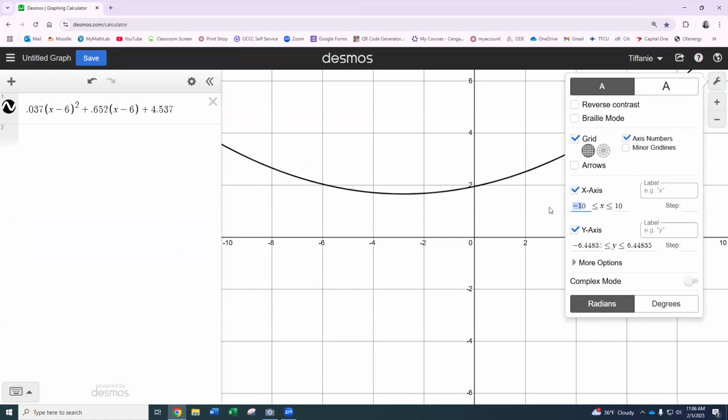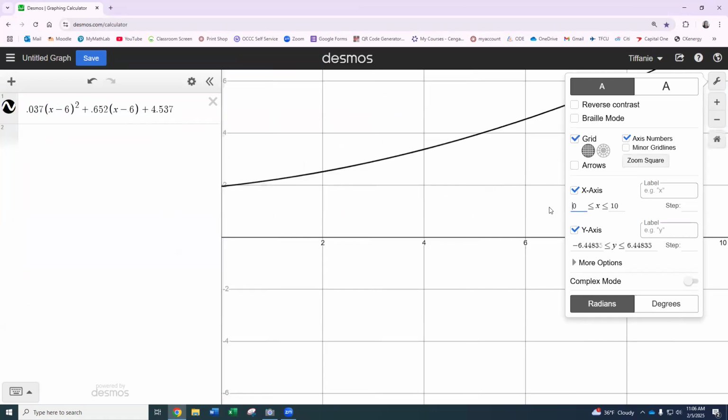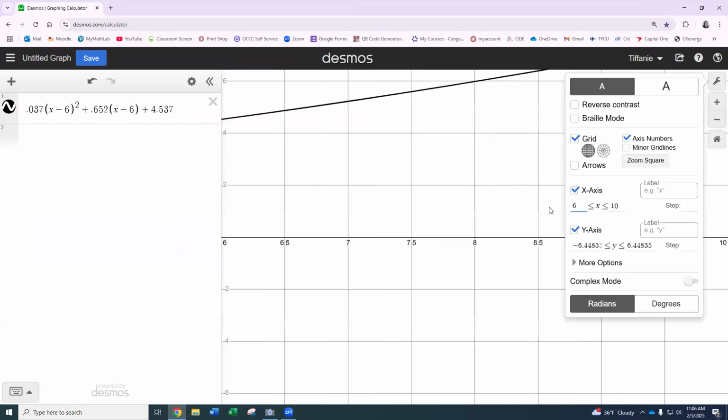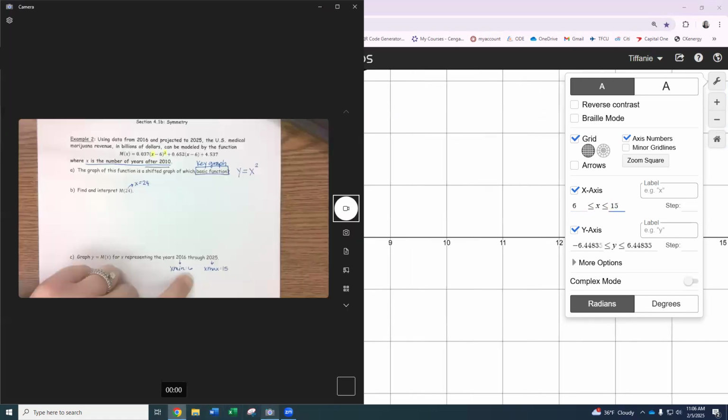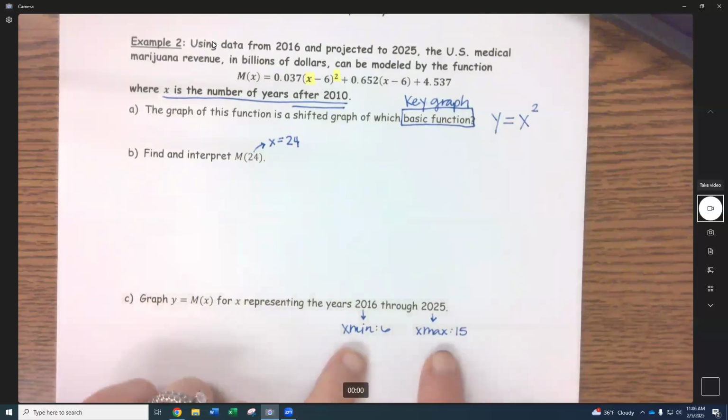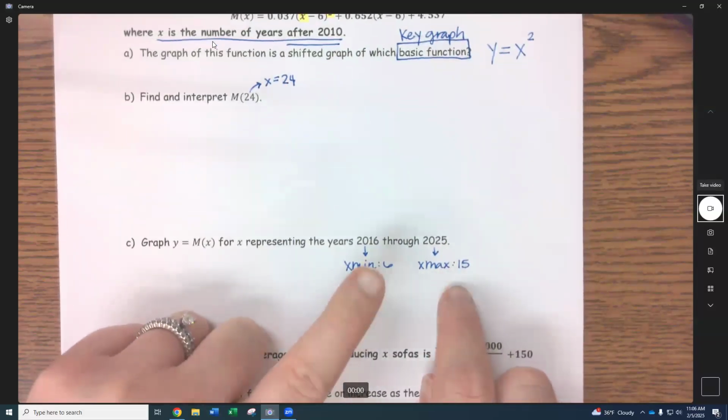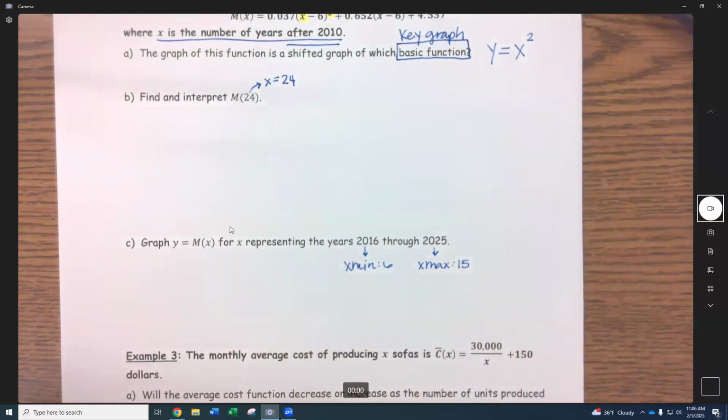So now I'm going to change my X to 6 and go to 15 because again, that's what it tells me. It wants X representing 2016 through 2025.